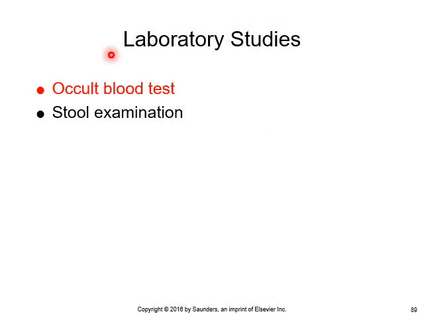Laboratory tests. We did talk about the occult blood test, which is the hidden blood test. Again, we will collect a stool specimen and then send it to the lab and check if blood is present. If blood is present, then there's a positive occult blood test, and that means that there's some GI bleeding going on.